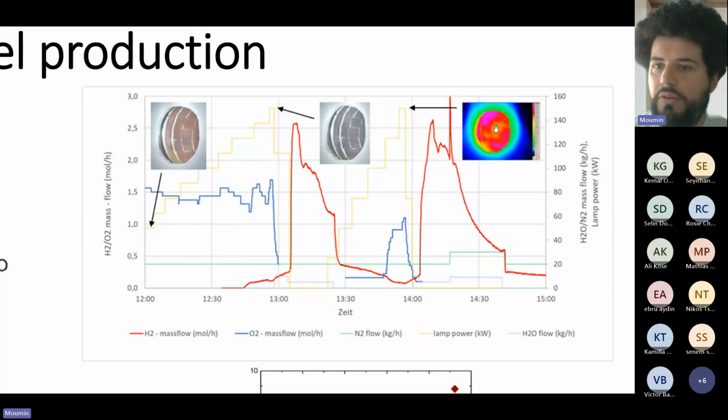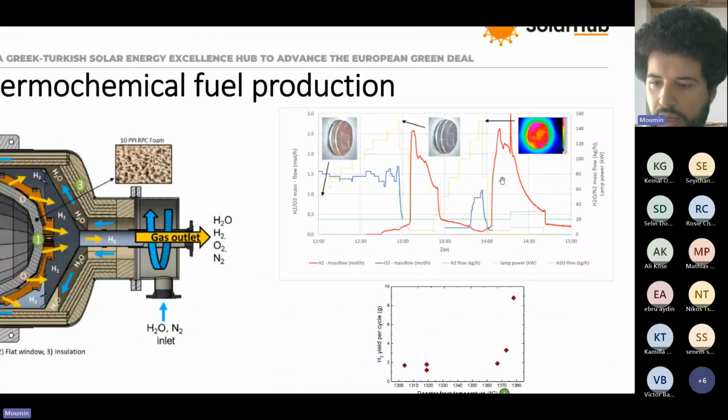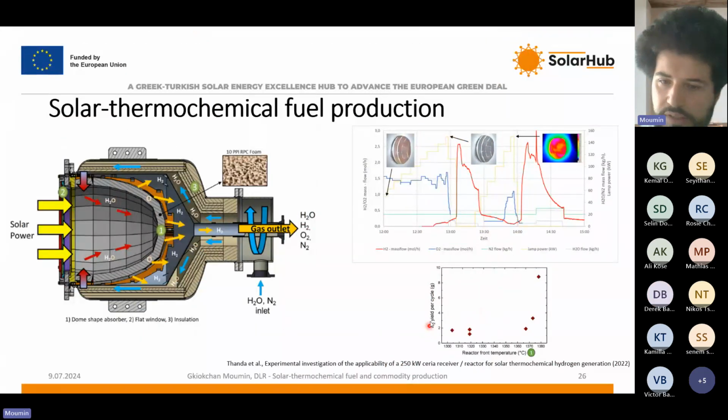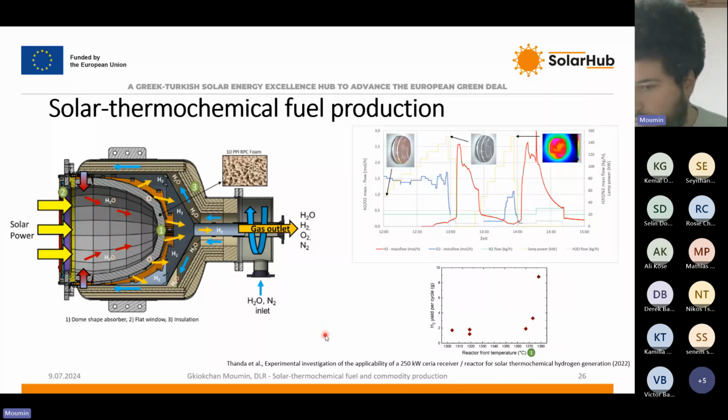And here you can see an infrared picture of the surface. And below that, you can see the hydrogen yield per cycle and the reactor front temperature indicated at the spot 1, which is quite hard to measure. It's really at the highest temperature location at the front. But what we see here, based on the temperature, is a distribution of the hydrogen yield in the process. Well, this means we could use it at around 1,300 degrees C to produce hydrogen out of steam. This is one case to make use of this technology.